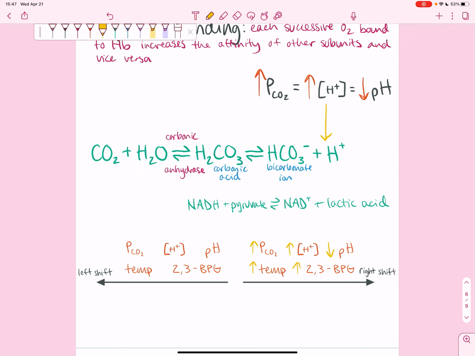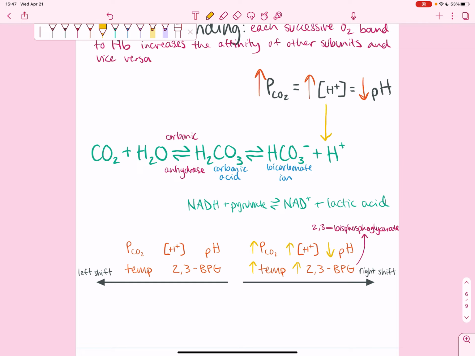I suppose I'll write that out. So let's see, bisphospho. Where should I write it? Bisphosphoglycerate. Right, 2,3. 2,3 bisphosphoglycerate. All right. So that causes a right shift in the oxyhemoglobin dissociation curve.